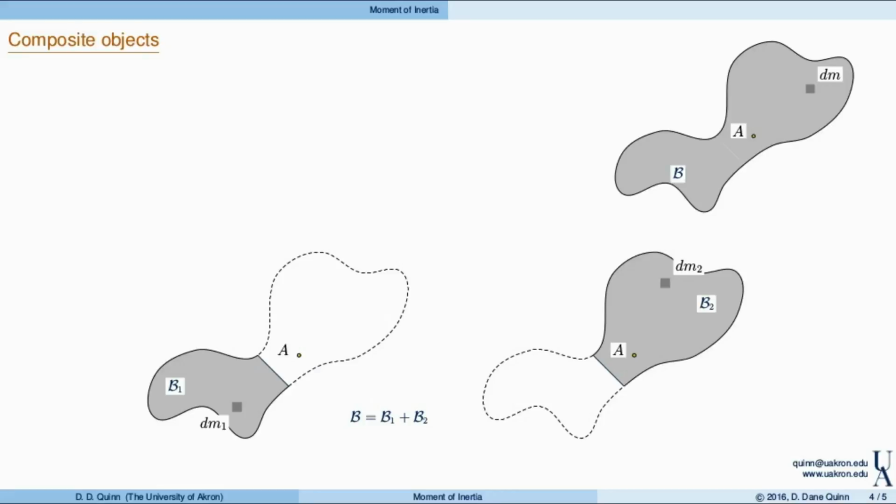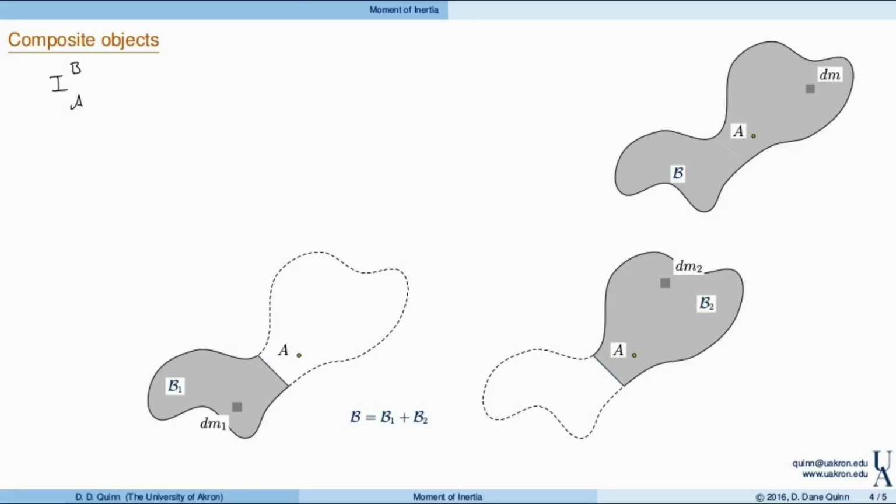So now what else? Well, composite objects. So imagine that we have an object that can be decomposed into two or more components. Maybe these are simple objects like bars or blocks or discs, and we essentially weld or connect two or more of them together. So here's the original object, and again that's B. Let's assume that it's composed of B1 and B2, and I would like to find the moment of inertia of the original body about point A.